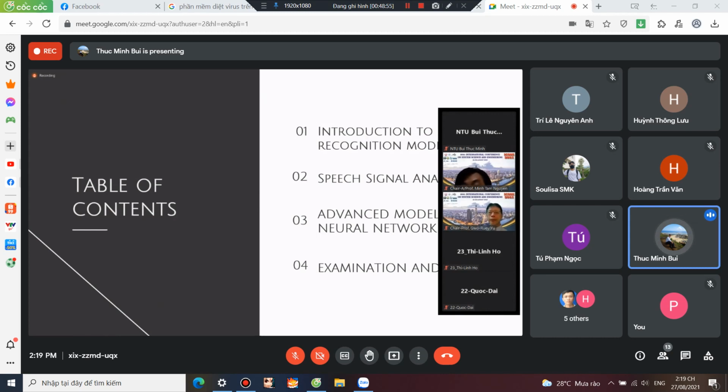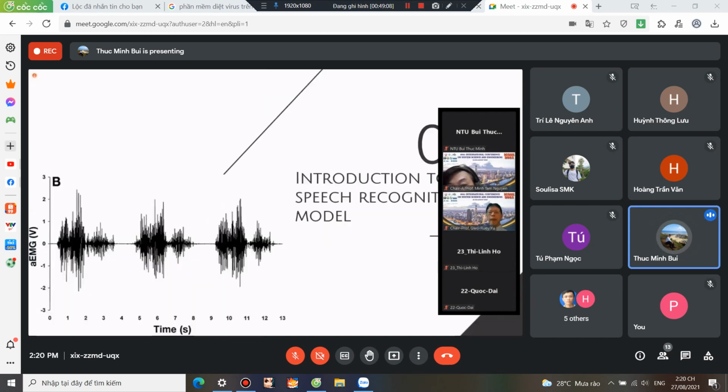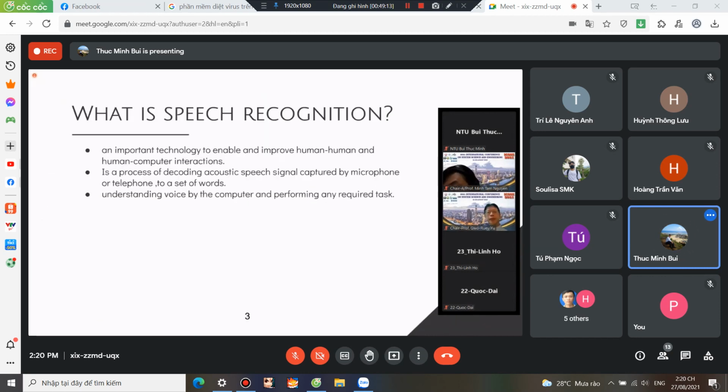We're going through the content of the presentation. The first part is the introduction to the speech recognition model. The second part is speech signal analysis. The third part is the advanced model of neural network. And the last part is the experiment and result. So, the first part is the introduction to the speech recognition model. What is an SR system? It is an important technology to enable and improve human to human and human to computer interaction. It is a process of decoding the acoustic speech signal captured by a microphone or telephone, or understanding of voice by computer, to perform required tasks. Specifically, it is a voice assistant.